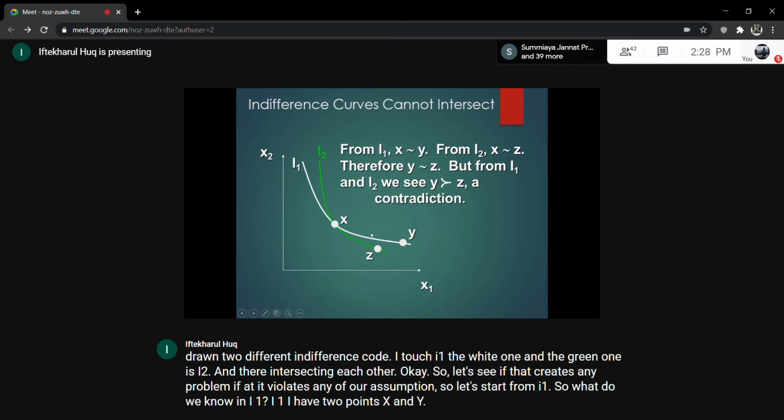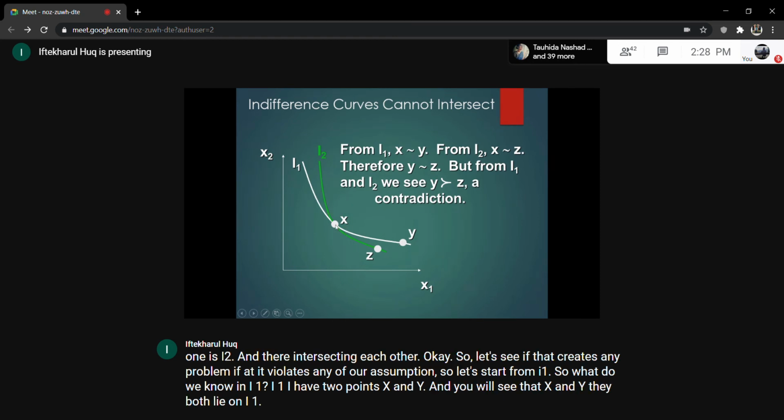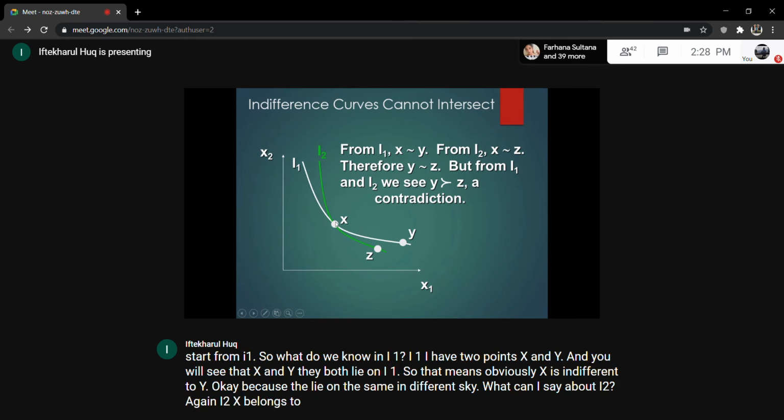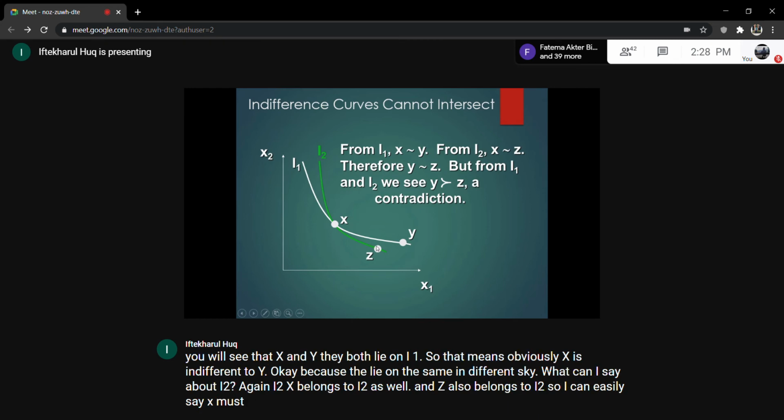Can you all see that? X and Y both lie on I1. So that means obviously X is indifferent to Y, because they lie on the same indifference curve. What can I say about I2? Again, X belongs to I2 as well, and Z also belongs to I2. So I can easily say X must be equally preferred to Z based on I2.